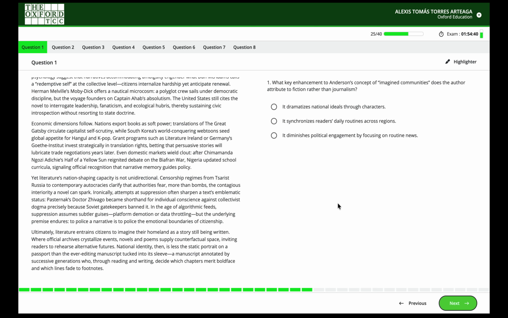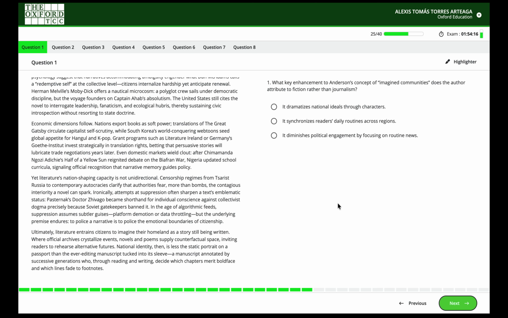Pasternak's Doctor Zhivago becomes shorthand for individual conscience against collectivist dogma precisely because Soviet gatekeepers banned it. In the age of algorithmic feeds, suppression assumes subtler guises, platform demotion or data throttling, but the underlying premise endures: the police narrative is a police of emotional boundary and citizenship.